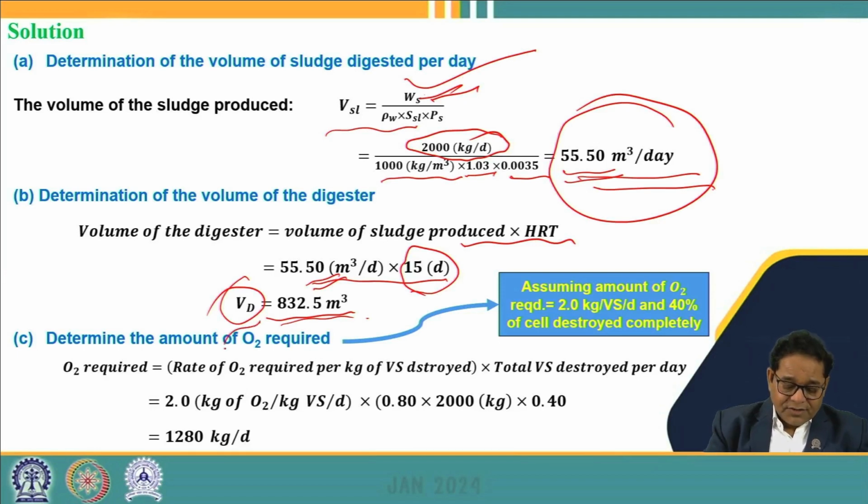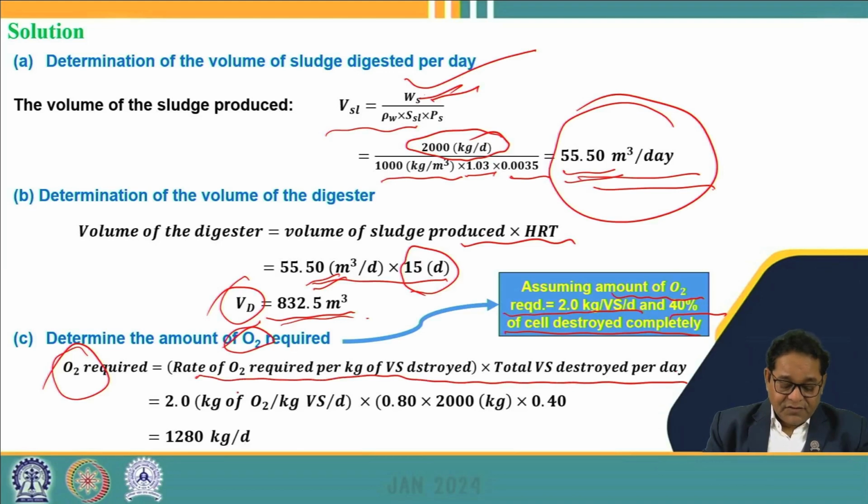The next thing we have to design is how much oxygen is required, so that we can determine how much air will be required. Here we assume the oxygen required is 2 kg of oxygen per kg of VSS per day, and assume that 40% of the cells will be destroyed completely, as given in the problem. So we can calculate this oxygen requirement by using this formula: the rate of oxygen required per kg of VSS destroyed multiplied by the total amount of VSS destroyed per day.